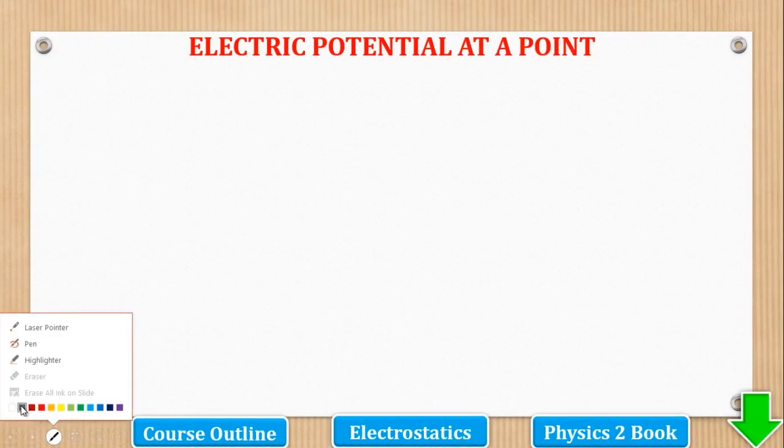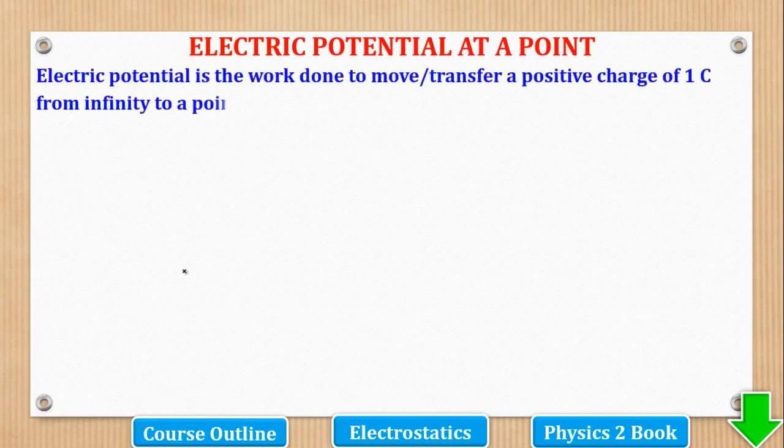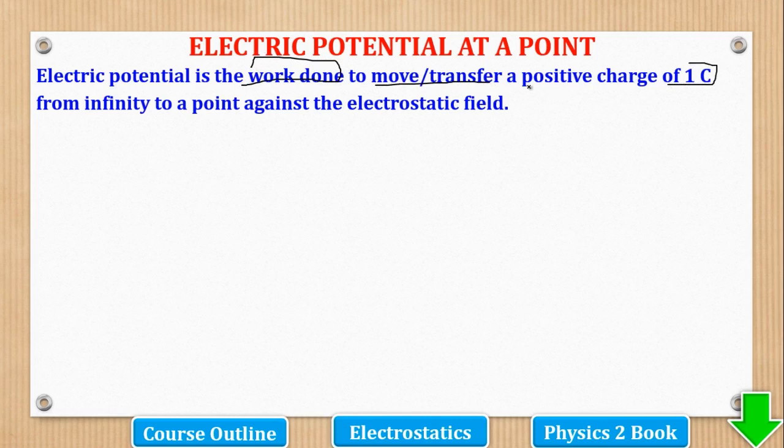So we can now start electric potential at a point. Electric potential is the work done, know this word, work done to move or transfer a positive charge of 1 coulomb. So the charge has to be positive 1, from infinity to a point against the electrostatic field. Remember previously we covered electric field intensity and we said it is a force. But now when it comes to electric potential, we are saying it is work done.